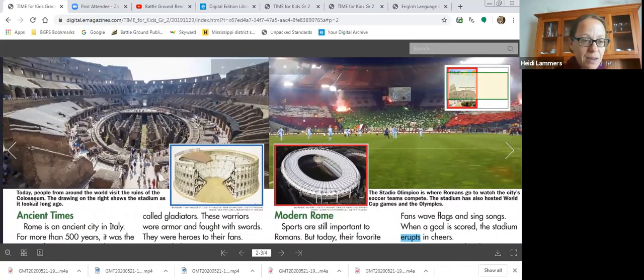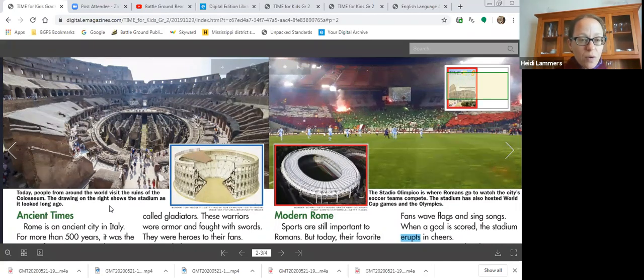Now I'm going to read the caption. You can read with me or just listen. Ready? Read. Today, people from around the world visit the ruins of the Colosseum. The drawing on the right shows the stadium as it looked long ago.